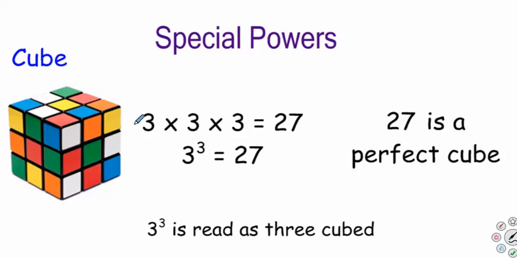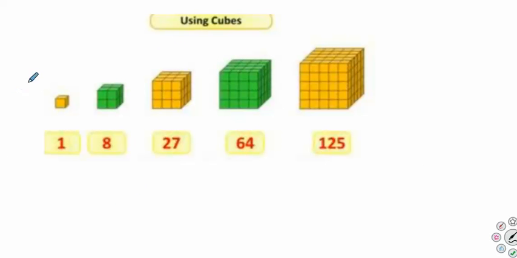Cubed numbers are looking at three dimensions. If I look at this one, I've got 3 going this way, 3 going this way, and then 3 going up here, the height. So there's 3 dimensions there. I can't really draw my cubes, but here's a picture. This is a 1 by 1 by 1 cube, so that's just 1. So 1 to the third power would equal 1.